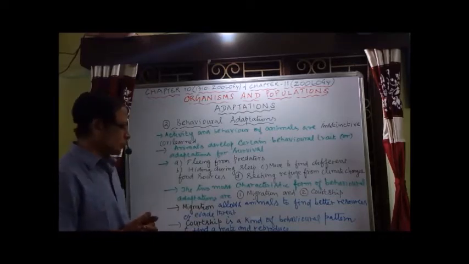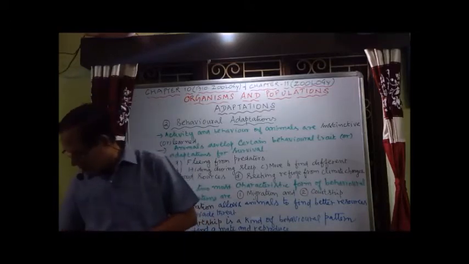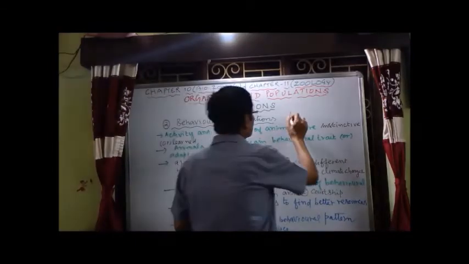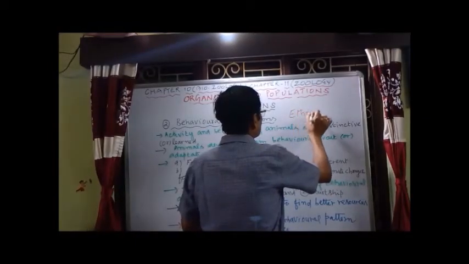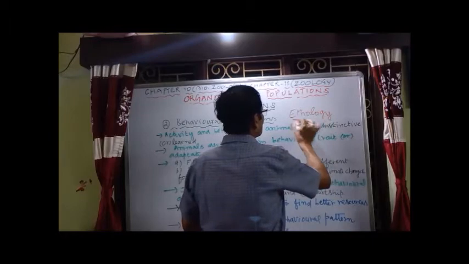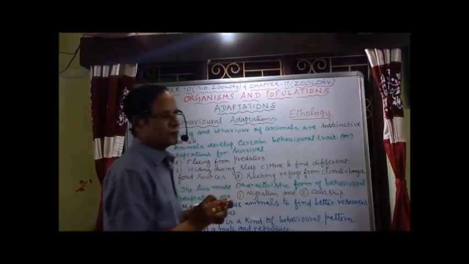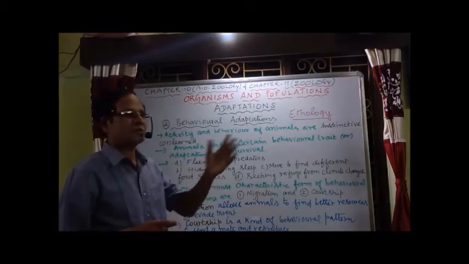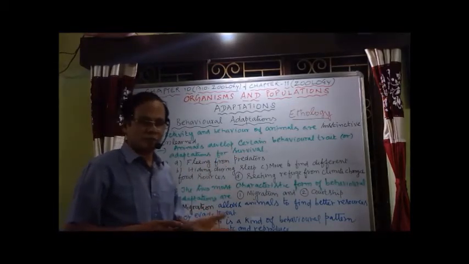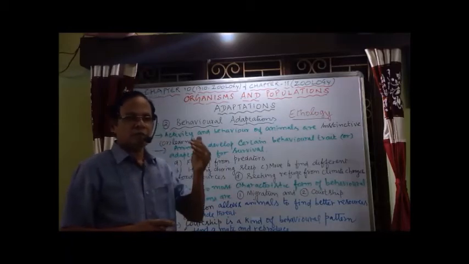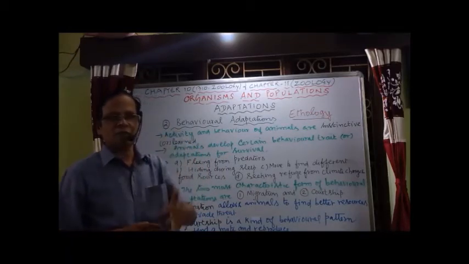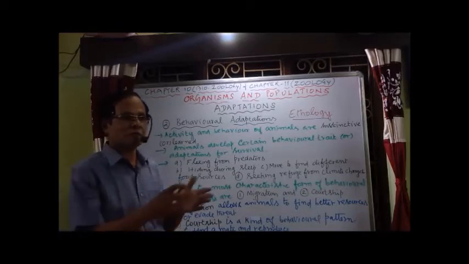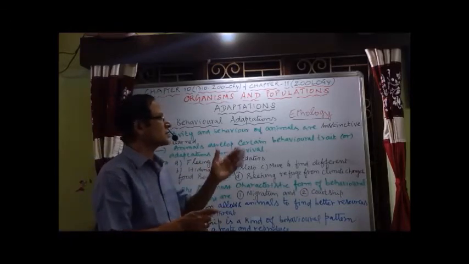Now what is pathology? That is the study of disease. Likewise, what is ethology? Ethology is the science dealing with the behavior of animals under natural conditions. The study of how far they are behaving without any stimulation, how far they are behaving under natural conditions. That study is called ethology.